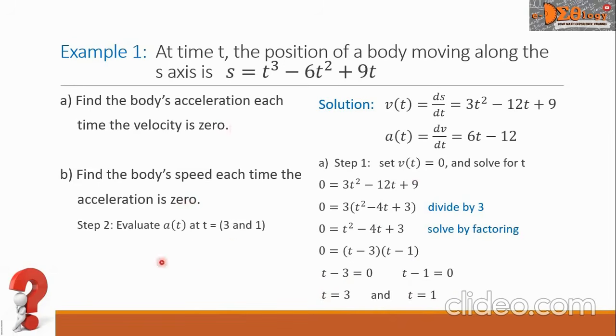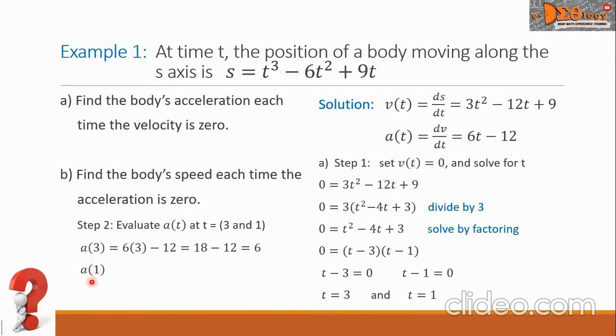Now, for step 2, we will evaluate the acceleration function at t equals 3 and 1. These are the values that we get from step 1. Let's begin with a of 3. This is equal to 6 times 3 minus 12. The 6 times 3 gives 18. Then minus 12, we have 6 as the answer.